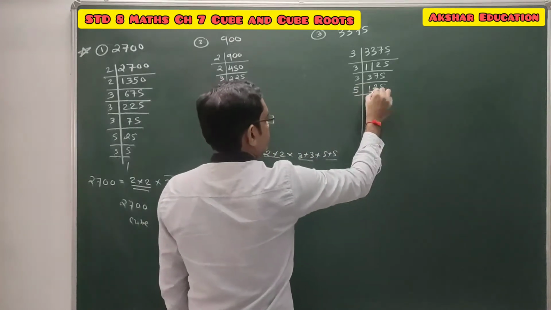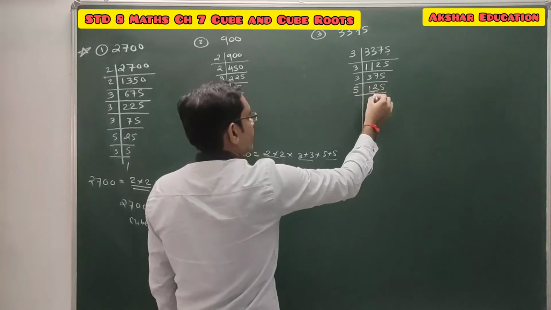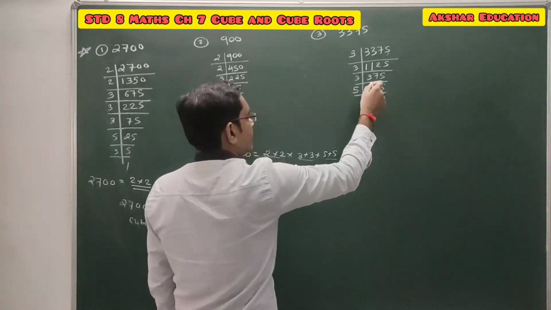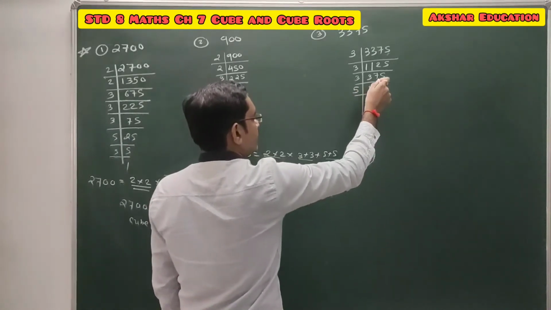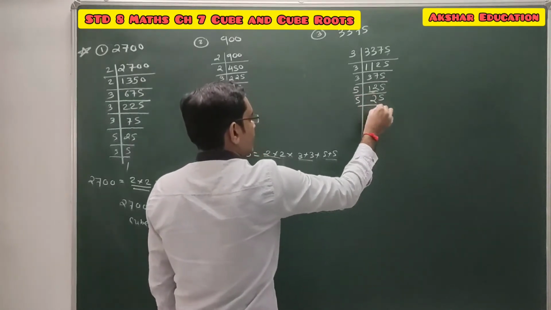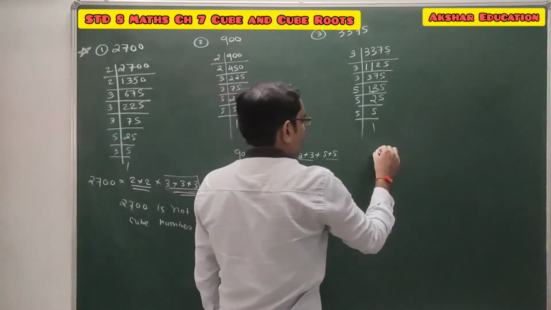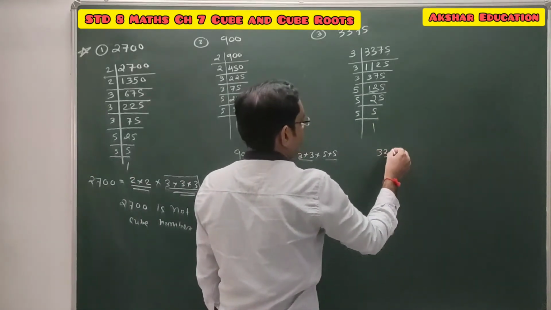So first consider these two numbers, 33. This can be divided by 5. 5 2s are 10. 2 will be left. 2 and 5, 25. 5 5s are 25. Again 5 5s are 25. 5 1s are 5. So make the list of these factors.